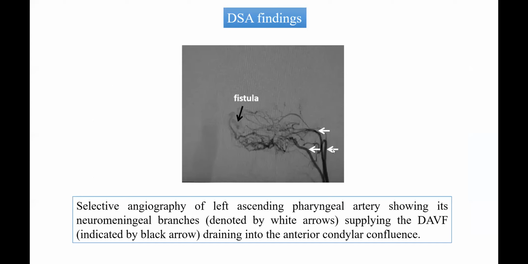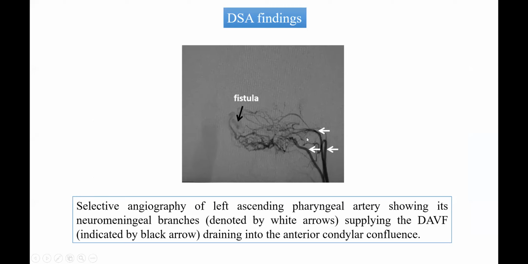So this is a left-sided external carotid artery angiogram, and these are the ascending pharyngeal artery and neuromeningeal branches of the ascending pharyngeal artery. So I think we need to study the angiographic features in great detail to understand all this architecture.